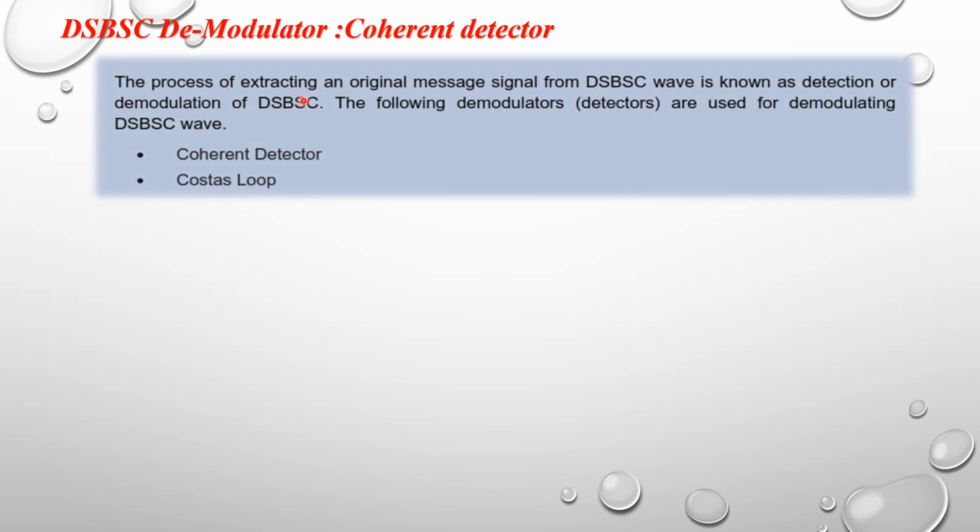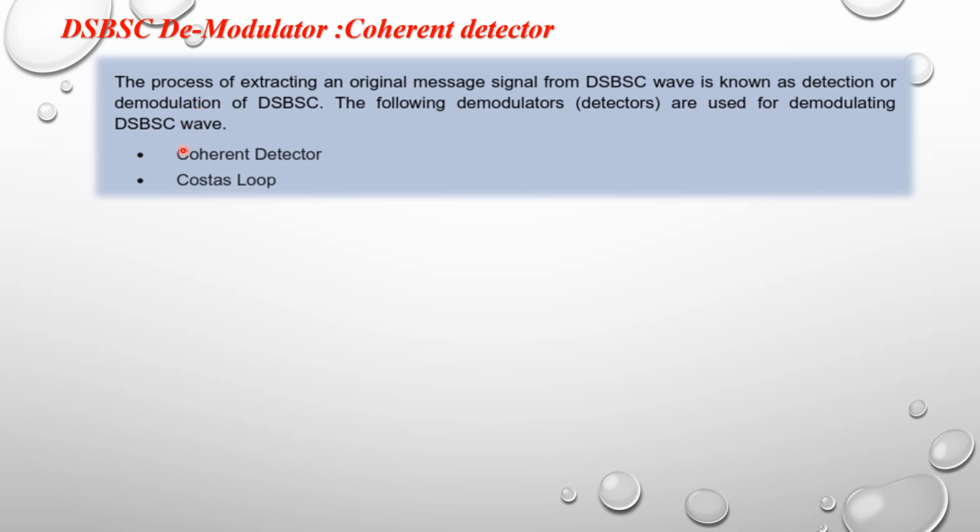The process of extracting the original message signal from the DSBSC wave is known as detection or demodulation of DSBSC. The following detectors are used for demodulating DSBSC waves. The first one is the coherent detector and the second is the Costas loop. In a coherent detector, the same carrier signal which is used for generating the DSBSC signal is used to detect the message signal. Hence this process of detection is called coherent or synchronous detection.